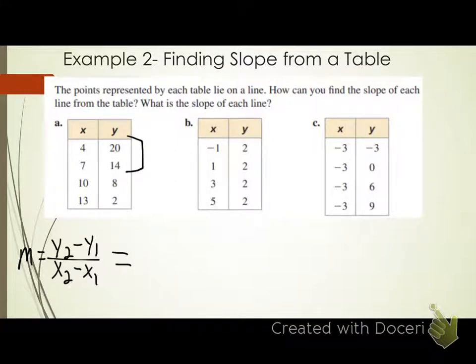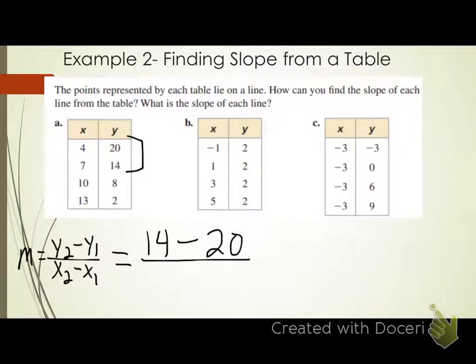So, between those 2 points, what's my second y value listed? Because y2 just means my second y value. So 14? 14. That's my y2. Okay? Bring your minus sign over from your slope formula. What's the first y value listed? 20.